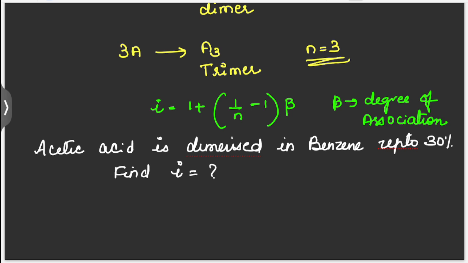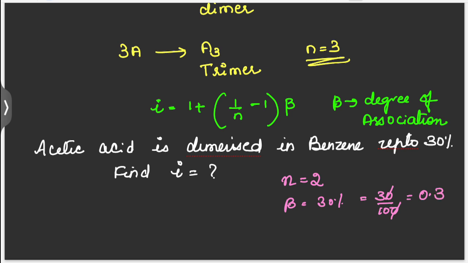So here let us write what is given in the question. What is the n value here? In the question it is given dimerized. Dimerized means two monomers are combining to form a dimer. Therefore n value will be equal to 2. If it is a trimer, then n value will be equal to 3. And then it is given 30%. So dimerized up to 30% means beta is equal to 30%. So this is equal to 30 divided by 100. The zeros cancel and this is equal to 0.3.